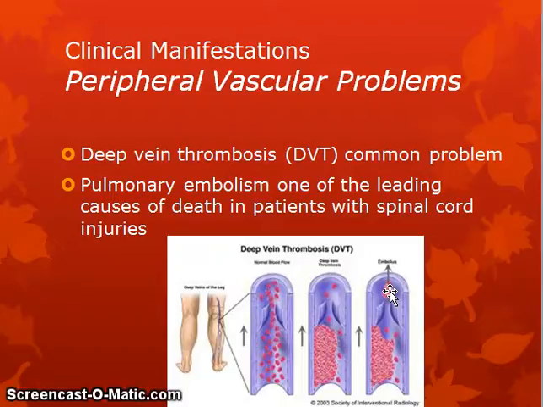A DVT actually happens in about 73% of patients who have spinal cord injury, so we really want to work hard to prevent it and to keep them from having complications.